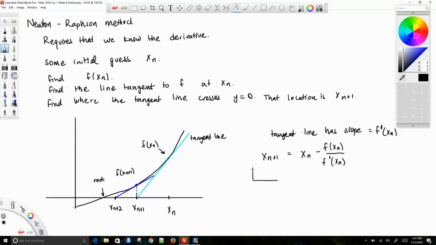This is your algorithm. Update the next guess, x of n plus 1, to be, I'm rewriting this, and that's just from Newton's method. Okay, so that's Newton's method.